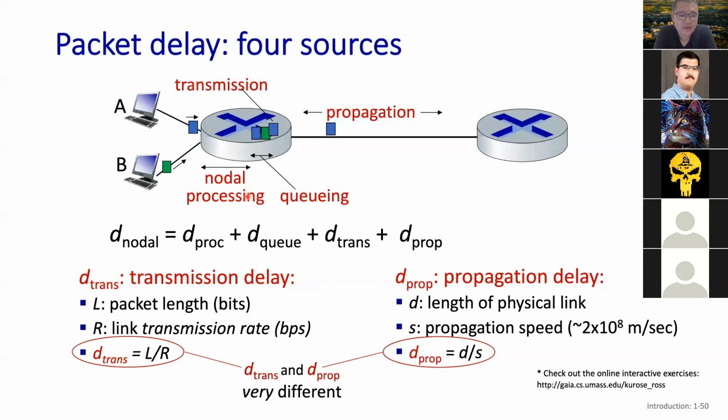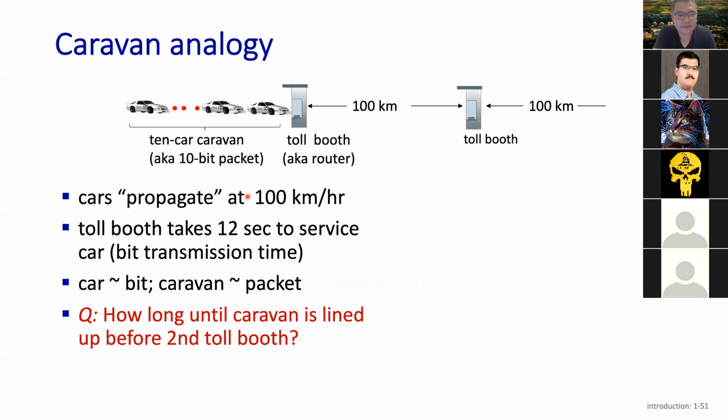As I mentioned, the transmission delay and the propagation delay can be very different, based on the bandwidth and also the physical distance. But for the first two, nodal processing and queue delay, sometimes if the network is stable, you can consider them as a system overhead, or delay time.